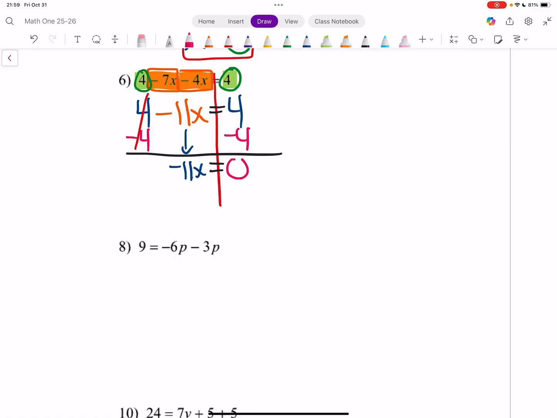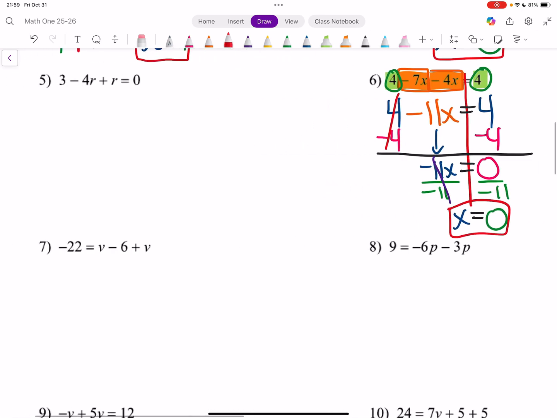And on the right-hand side, 4 take away 4 is 0. Once again, that's invisible multiplication happening, which I must undo by division because that's its inverse operation. And on the right-hand side, x is equal to 0.